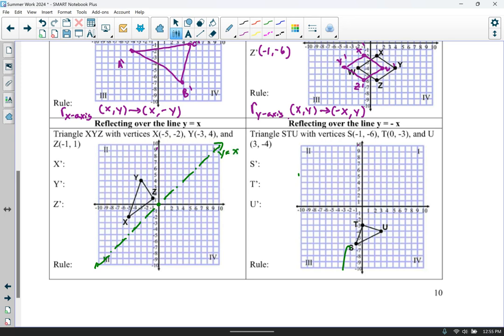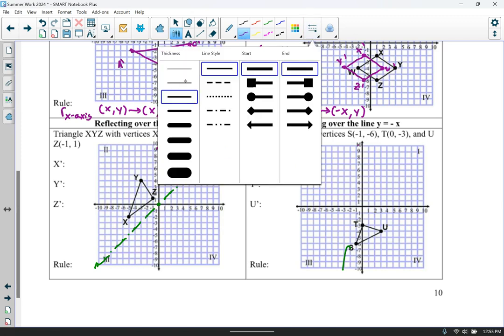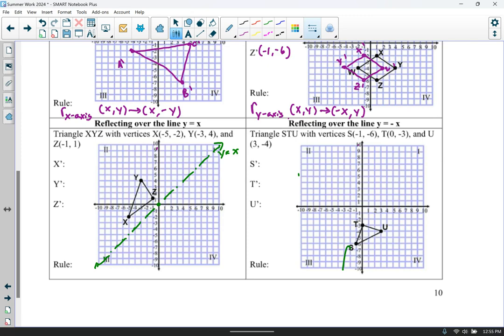Okay. Now, as we reflect over the line y equals x, it can be a little bit more difficult to count the spaces. So our rule for reflecting over the line y equals x is given to us in the line itself, that your y is going to equal your x and your x is going to equal your y. So that's just going to say if we reflect over y equals x, that (x, y) is going to go to (y, x). We follow our rule and we take x, (-5, -2). That's going to be (-2, -5).